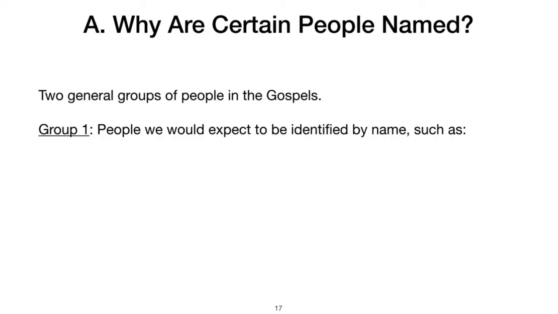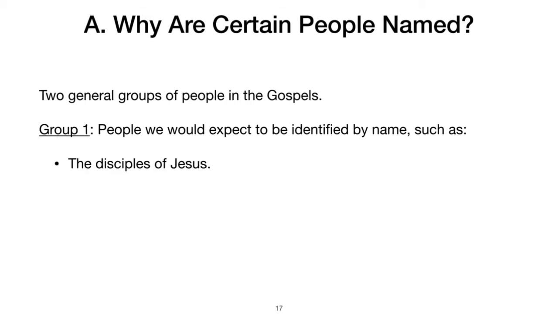So when you think about people in the Gospels, you can think of them in two groups. The first group would be people whom you would expect the author of the Gospels or the person recording the story would want to name. They're people that it would be most reasonable for them to tell us their name. So of course, clearly, the disciples. They play a major role in the story. Individuals among the disciples keep coming up over and over again, so it makes sense that they would be named.